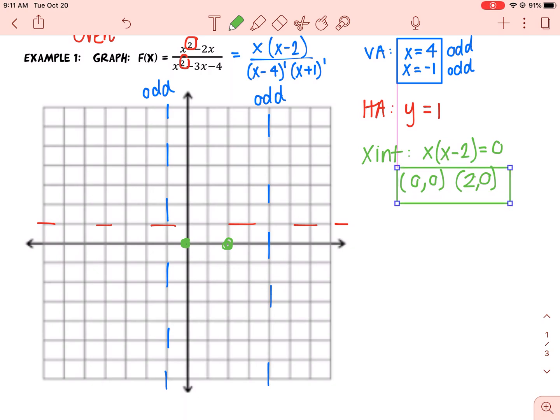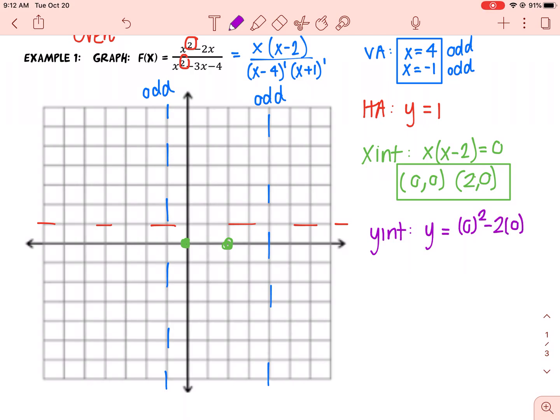Y-intercept is where x is 0. So I'm going to go back to the original this time for my y-intercept. Again, no preference on which way you do it. I just always try to pick the easiest. So that's 0 squared minus 2 times 0, over 0 squared minus 3 times 0 minus 4. So my y-intercept is 0 divided by -4, which is just (0, 0). Which is actually the same point as my x-intercept. So totally okay. Kind of they have both colors in a way.